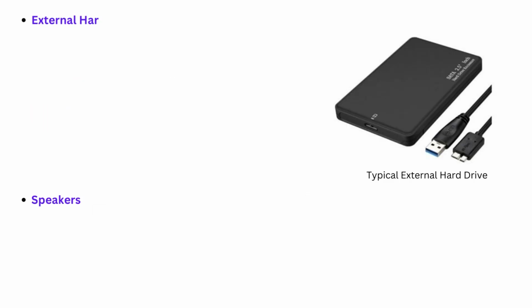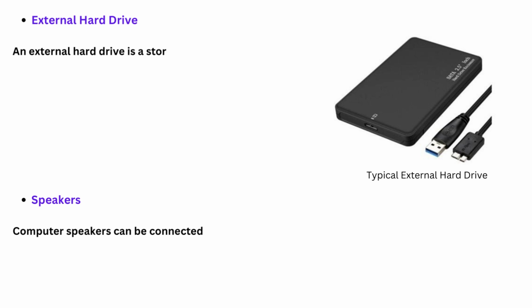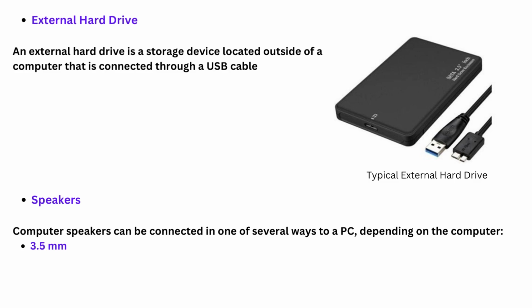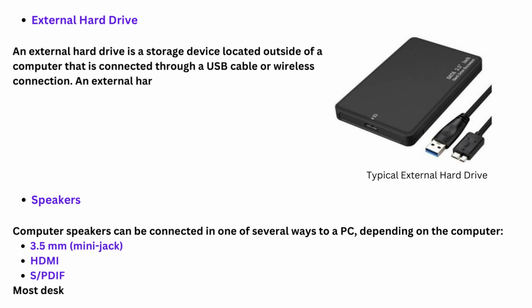External hard drive. An external hard drive is a storage device located outside of a computer that is connected through a USB cable or wireless connection. An external hard drive is usually used to store media that a user needs to be portable, for backups, and when the internal drive of the computer is already at its full memory capacity.